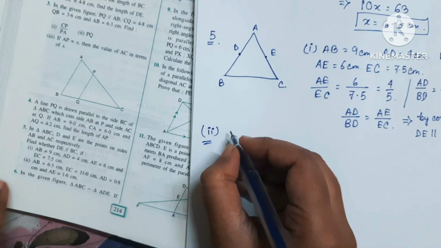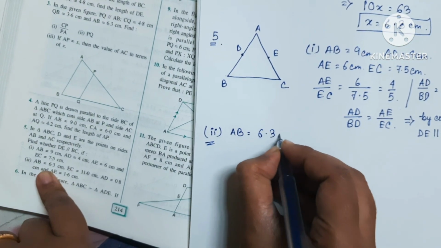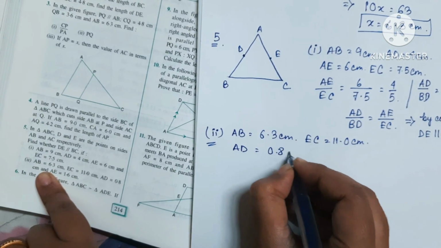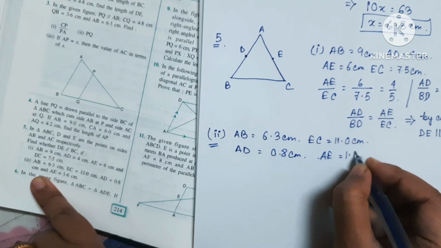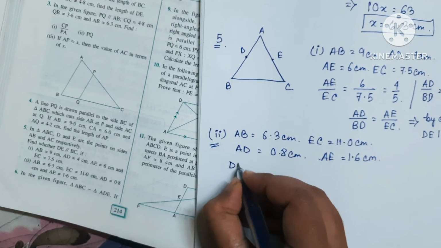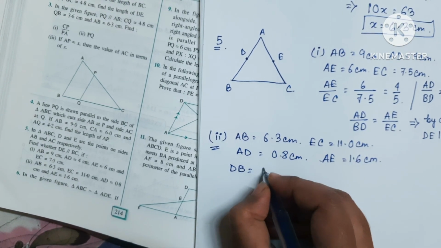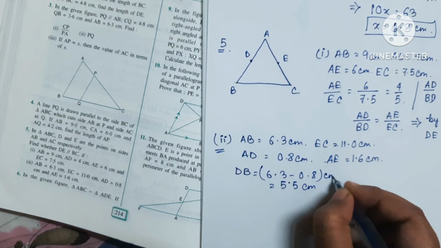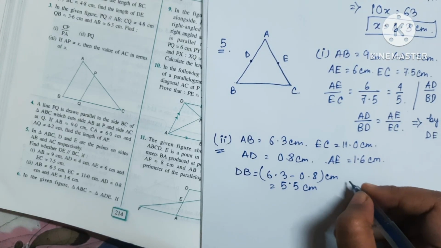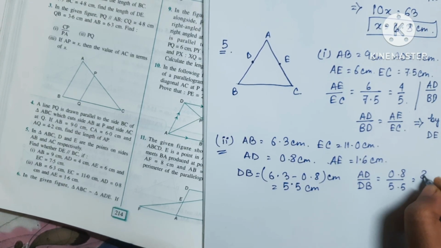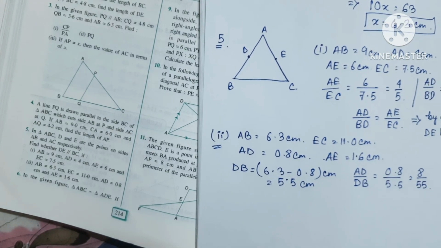Now see the second condition. AB equal to 6.3 centimeter, EC equal to 11.0 centimeter, AD is 0.8 centimeter and AE is 1.6 centimeter. Now AB and AD are given to you, so DB or BD will be 6.3 minus 0.8, which is 5.5 centimeter. Now if you calculate AD by DB, it is 0.8 by 5.5. So you can write 8 by 55.